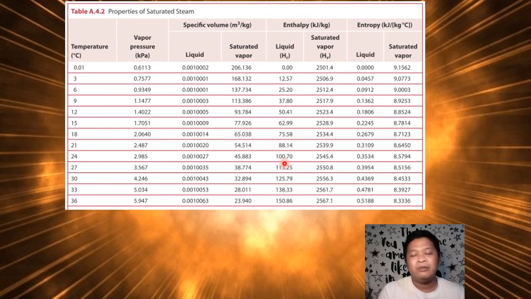So essentially, when we're using steam tables, for example, nag-heat ka ng water from 0 degrees to 30 degrees, you're just using the tabular enthalpy values to compute for the change in enthalpy, which could either mean yung energy required to bring it up to a certain temperature, or the energy that your steam could lose if it were to give up its energy to heat a food product. Yung entropy, for the most part, hindi naman natin pakikialaman yan sa food eng.